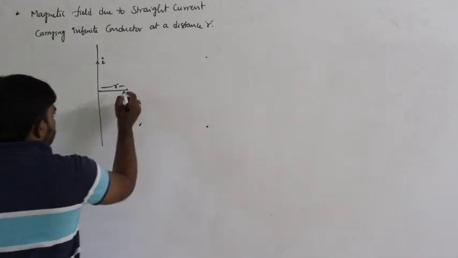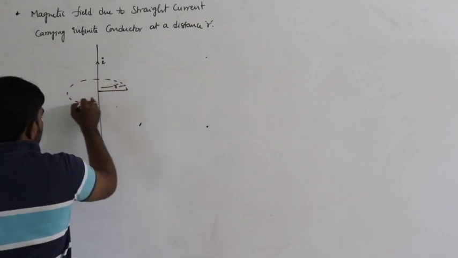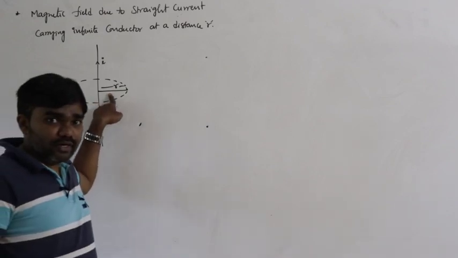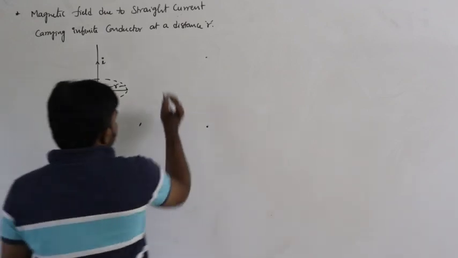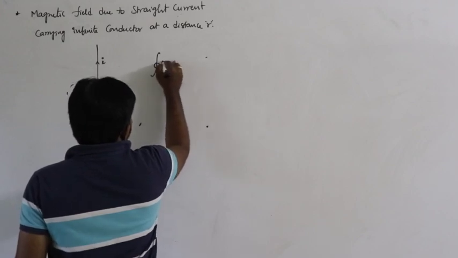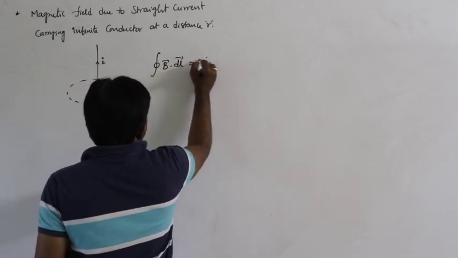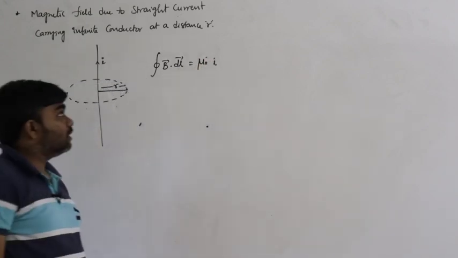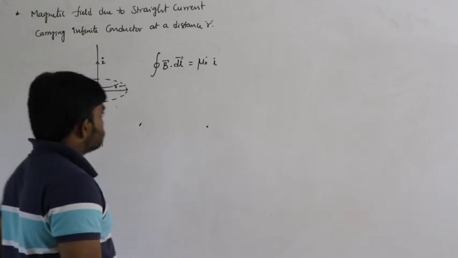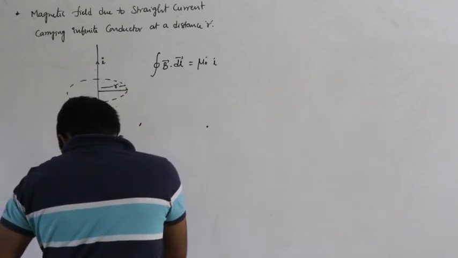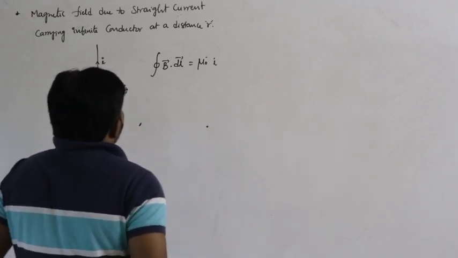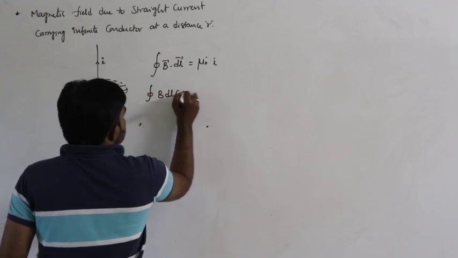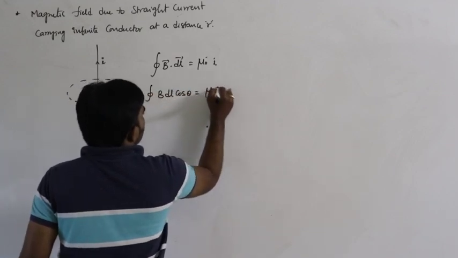What is that Amperian loop? Let us say it is a circular path. I have to consider this Amperian loop of radius r. So, according to Ampere's circuital law, integral of B bar dot dl bar is equal to mu naught times the current. So now here, integral of B dl cos theta is equal to mu naught I.